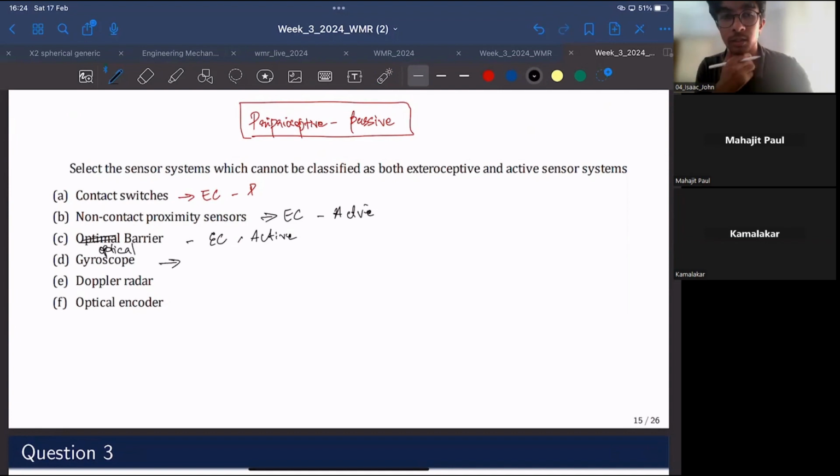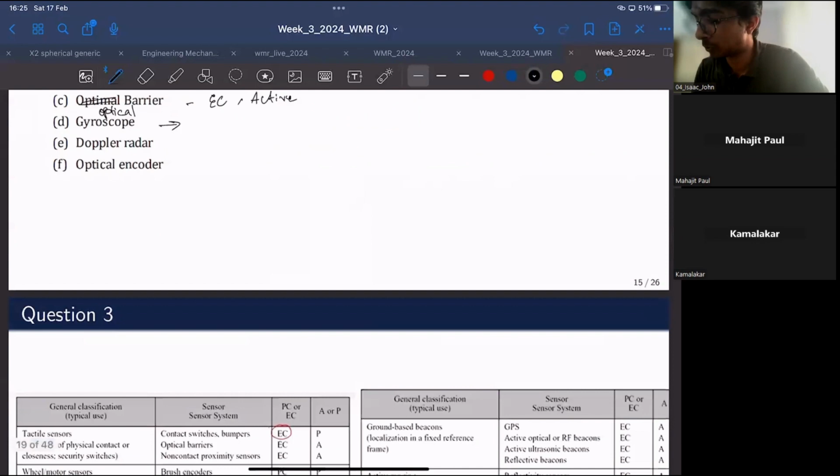And what about the gyroscope? The gyroscope is used to measure something that is internal to a robot, the orientation of a robot, how far it is oriented. Depending on the kind of gyroscope, if you can recall the lectures, you might have discussed many different kinds: a mechanical gyroscope, a MEMS gyroscope, or an optical gyroscope. Depending on the kind, it can be either active or passive. But since it is only mentioned as a gyroscope, you can assume it to be a mechanical gyroscope.